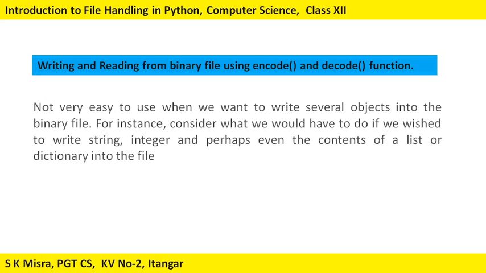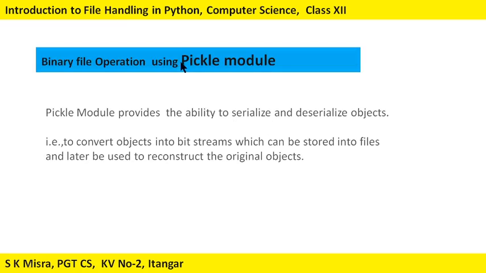It can handle strings very easily, but when it comes to writing lists, strings or dictionaries, different objects at the same time into a binary file, it is very difficult to do that with encode and decode functions. So for that, Python provides a module known as pickle. Python provides the pickle module, which provides certain functions that make it very easy to do various operations on binary files. So it provides the ability to serialize and deserialize objects.